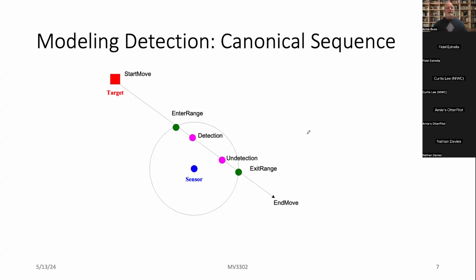And so that kind of looks like this. I call this the canonical sequence for this. So here's our target, and here's its destination. So that's how everything is going to move here. So we have a start move event and then an end move event. And there are 4 events that we're interested in between.